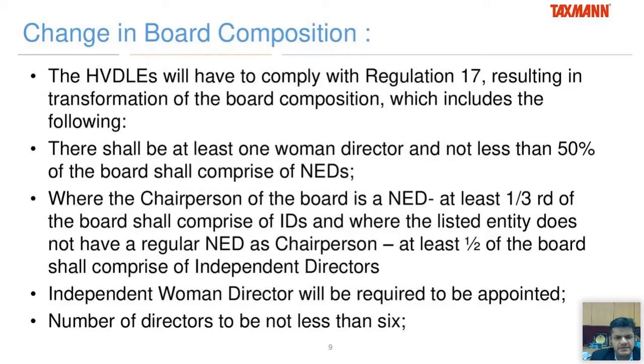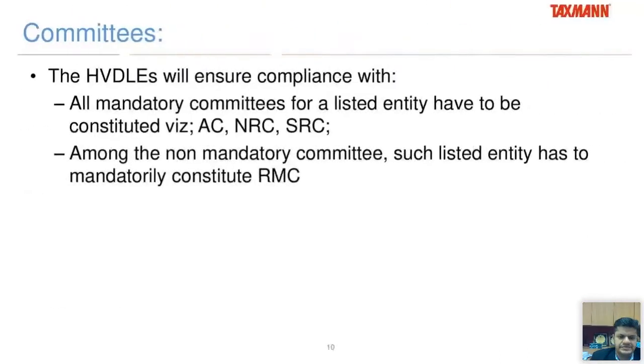An independent woman director will be required to be appointed. So one of the immediate requirements will be that high value debt listed entities shall look out for an independent woman director. We all know that there is a shortage of women directors in India. So this is something which the companies will have to take up in the immediate action required list. The number of directors shall not be less than 6. So the total number of directors shall be at least 6.